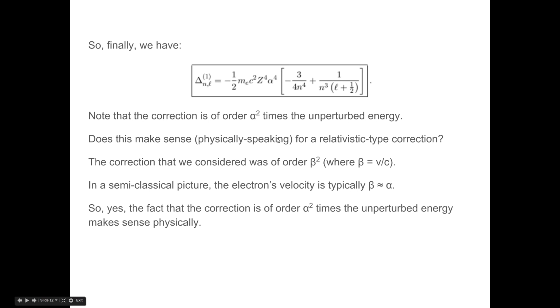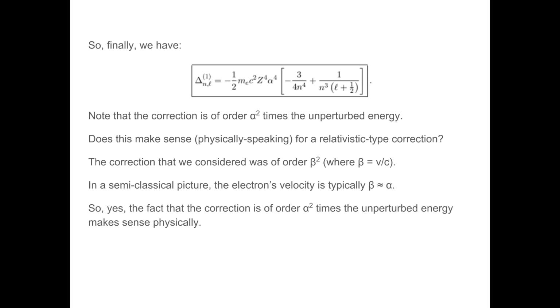So the unperturbed energy goes like alpha squared, right? So the perturbed, or the first order correction, is alpha squared times that, okay? And so we want to ask ourselves, does it make sense physically? You can go through a hand-waving argument just to convince yourself that it does, okay?